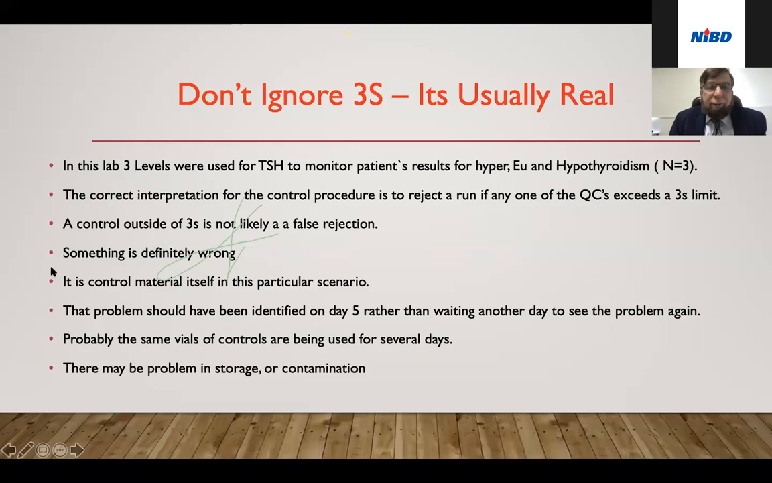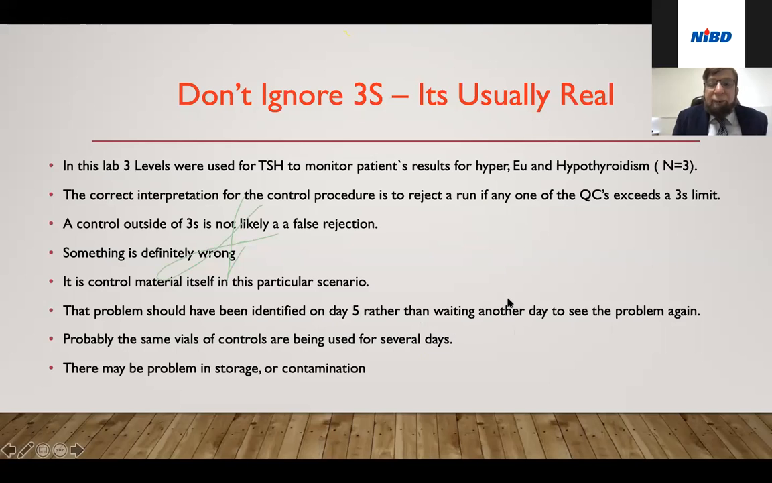Something is definitely wrong. It is the control material itself in this particular scenario, because it is quite obvious that level 1 and level 3 were okay, but only level 2 was repeatedly abnormal. But one thing was wrong in this particular scenario. The lab didn't do it nicely. They should have done this on day 5. Why did they wait for the error to repeat on another day? The problem should have been identified on day 5 rather than waiting another day to see the problem again.